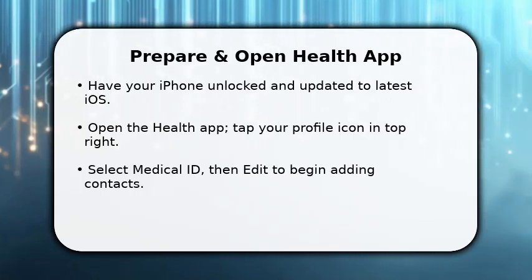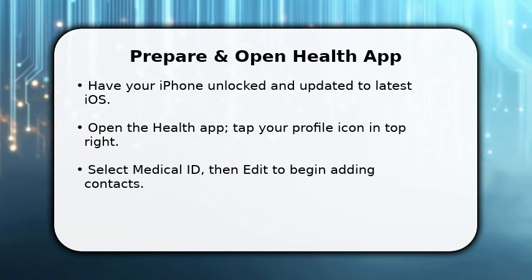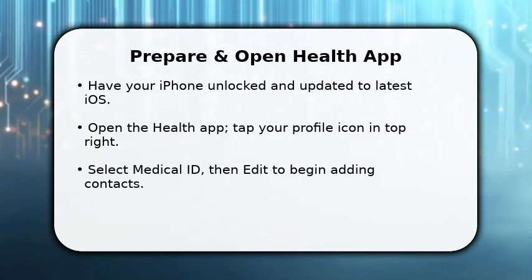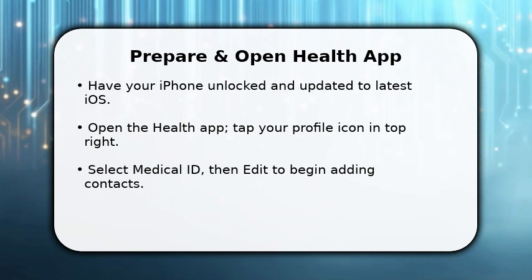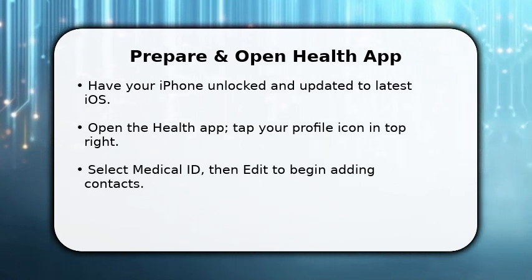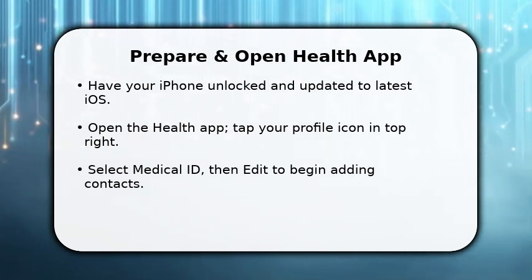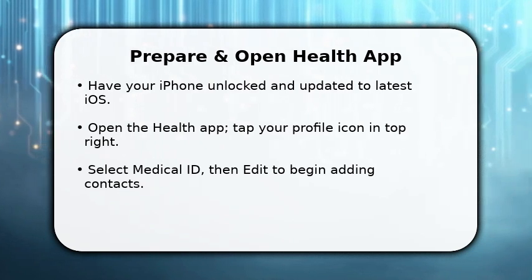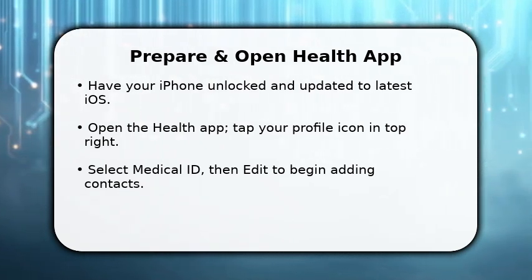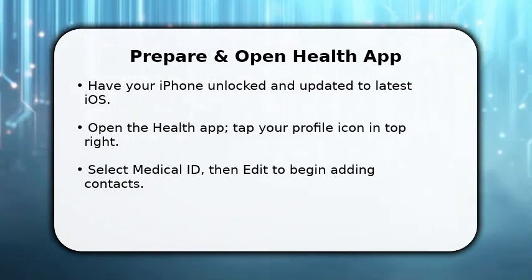You start by unlocking your iPhone and opening the Health app. This stores emergency info accessible from the lock screen. Tap your profile icon in the top right, then choose Medical ID and hit Edit to make changes. Add your basic medical details first so first responders see allergies and medications.